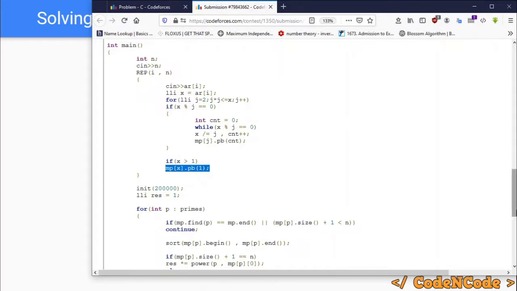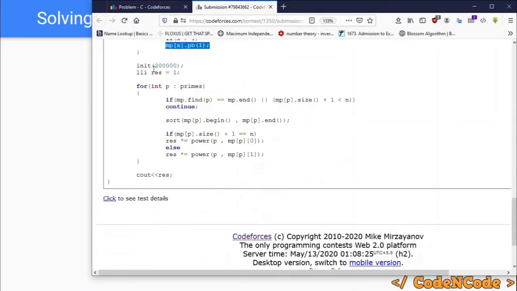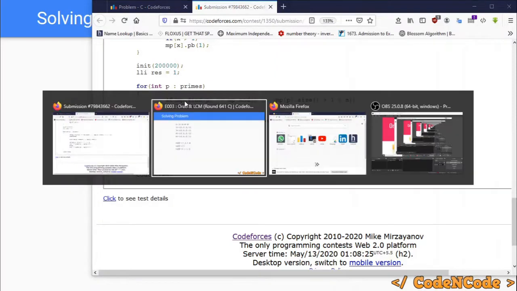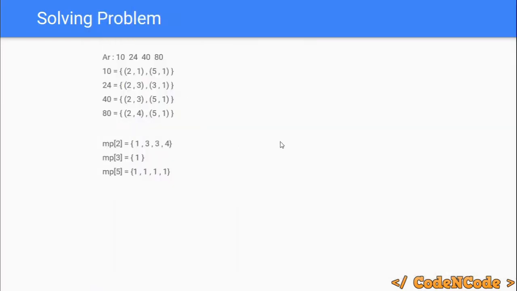So after our map is ready, we are calling the init function, which does nothing but find all prime numbers up to 2 into 10 power 5. We initialize result with 1 because no matter what, result will be 1 at least. Now for each prime up to 2 into 10 power 5, we will see whether this exists in our answer or not. And there are 3 different conditions we have seen. If this prime is not present in the map itself, that means this prime is not present in the input itself. You see, primes 2, 3 and 5 are present in the input. That is why the map would contain keys 2, 3 and 5.